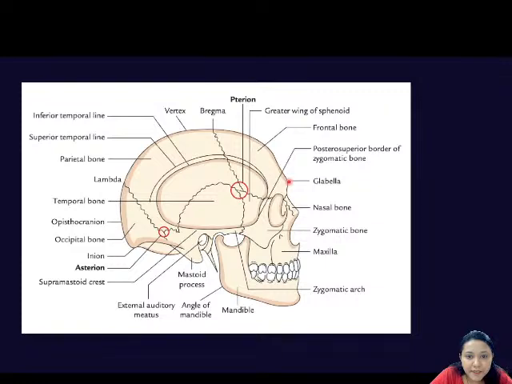In front, the bindi point is the glabella. Below that will be the nasion, then rhinion, and here will be gnathion, and at the extreme back you will have your inion. Okay, you will have the inion.